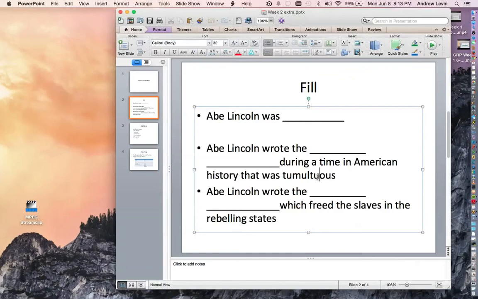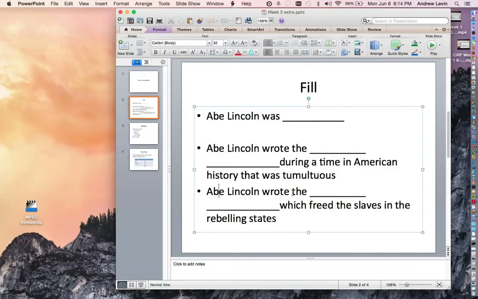Abe Lincoln wrote the blank blank during a time in American history that was tumultuous. Okay, what do you write? Gettysburg Address. Yes, he did. He also wrote the Emancipation Proclamation. He also wrote all his speeches. Everything he wrote for quite a long period would fit in there. Very good. Absolutely. If you knew the name of the speech, you could put the name in there. Just because I wrote a lot doesn't mean I narrowed it down.